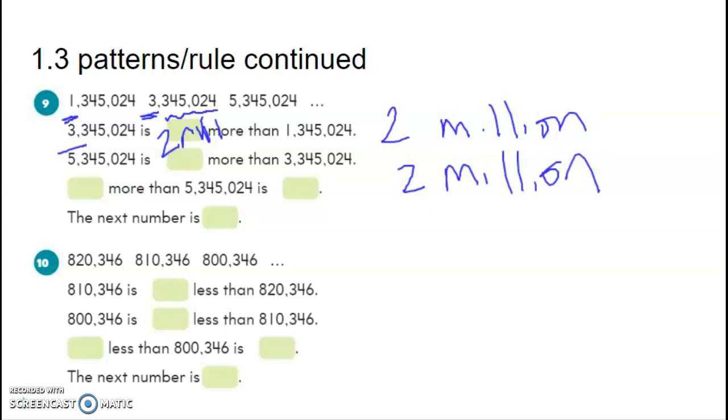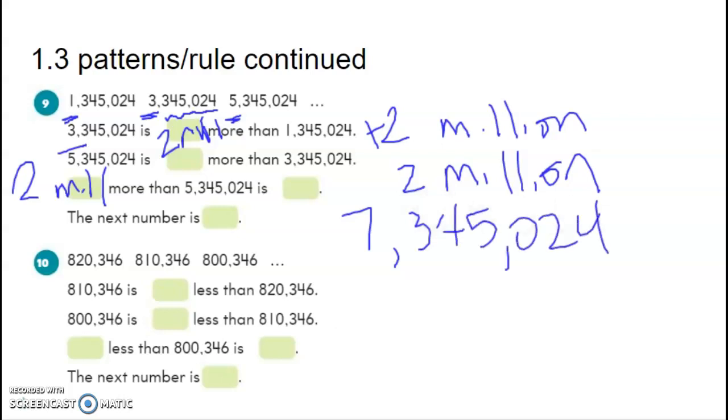Okay? So now if we're going to figure out the next one, we're going up by 2 million. We're adding it on because the numbers are getting bigger. So we can take this last one. We're finding 2 million more than the last number, well, 7,345,024. So that would actually go in both of those boxes, because 2 million more than 5 million is that 7 million, so that makes it the next number.